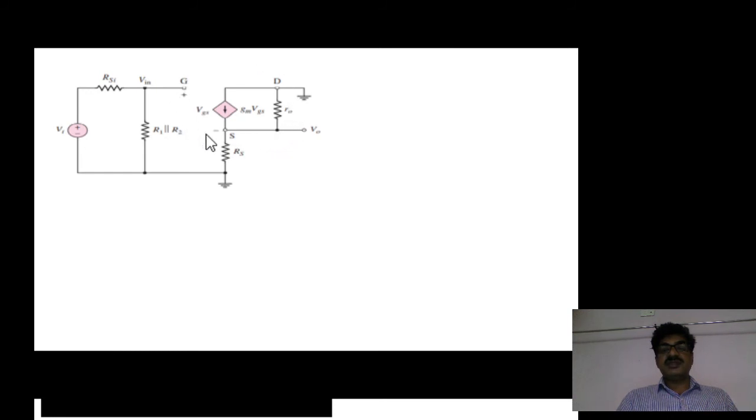The equivalent circuit now includes R0 also. Why is R0 included? Because channel length modulation is considered. RS is between source and ground as it is, whereas R1 comes in parallel with R2.